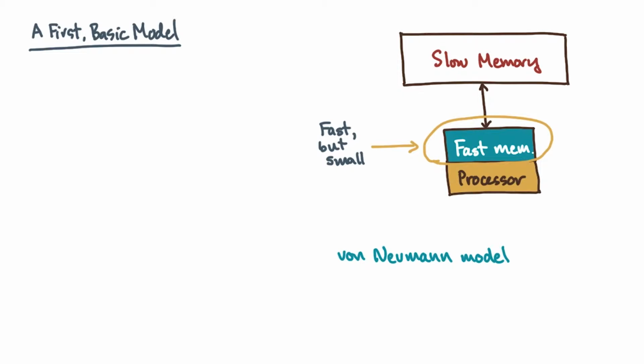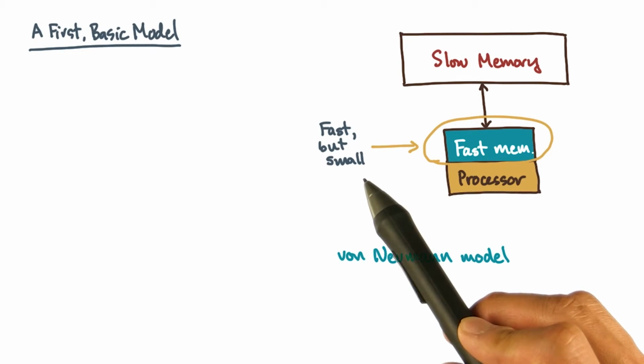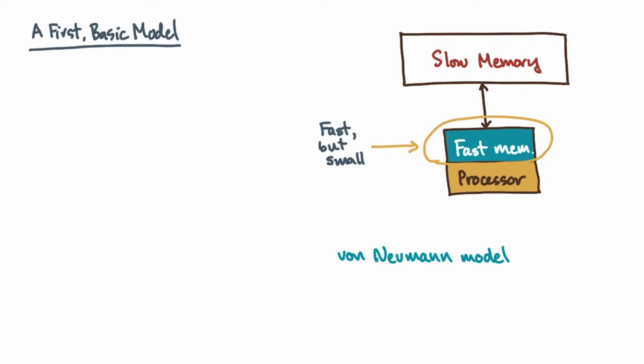Between the processor and the slow memory, there's a fast memory. However, the memory is also small. Let's denote the size of this memory by capital Z measured in words. You're probably already familiar with two-level memory hierarchies.